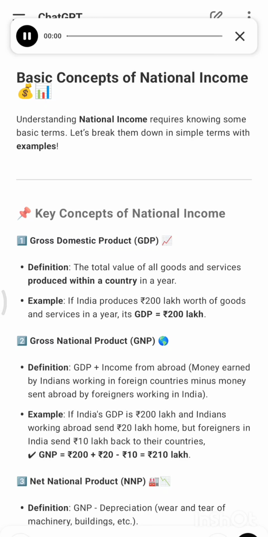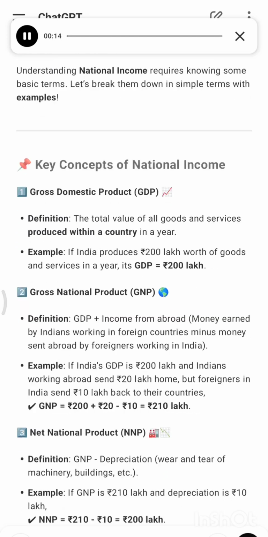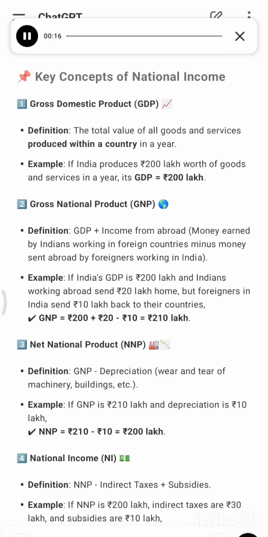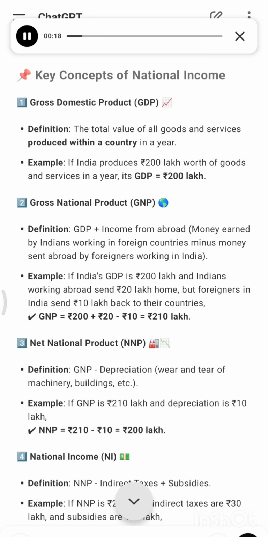Basic concepts of national income. Understanding national income requires knowing some basic terms. Let's break them down in simple terms with examples. Key concepts of national income. 1. Gross domestic product, GDP. Definition: the total value of all goods and services produced within a country in a year.